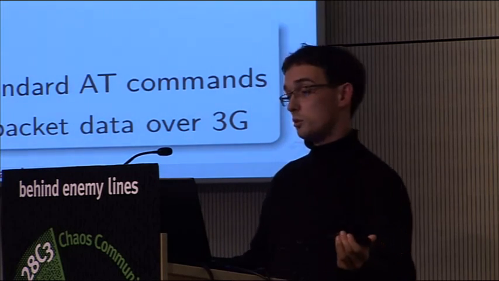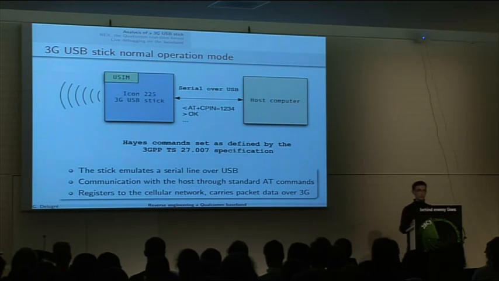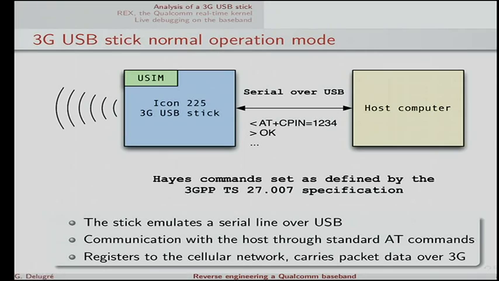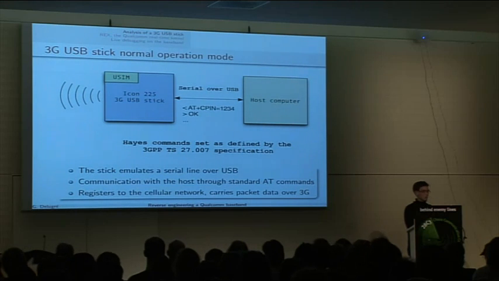So, if you plug a new USB stick into your computer, what happens? Well, basically, you have this emulated serial port over USB, which allows you to talk to the stick and pass AT commands, for example AT+CPIN=1234 to unlock the SIM. The stick is only supposed to carry packet data over 3G. In fact, it's only supposed to do this, but the manufacturer has taken the baseband of a full-blown phone and put it into a USB stick.